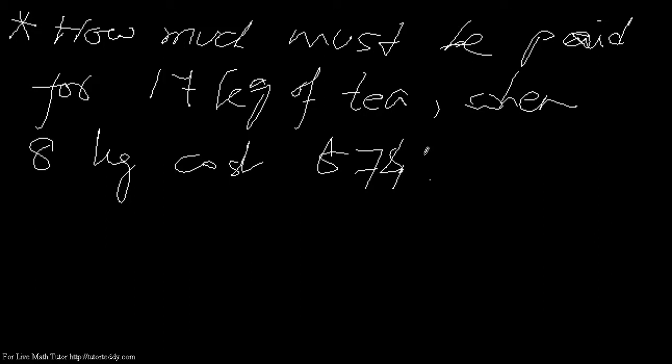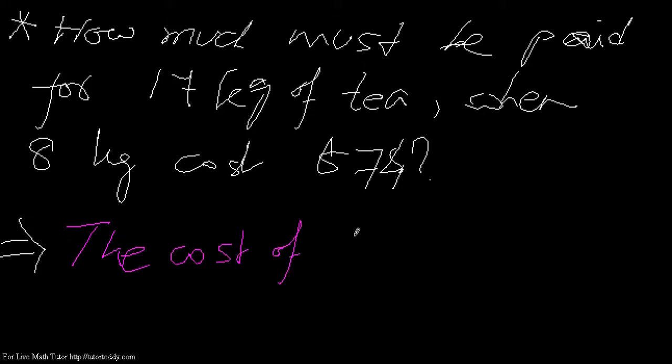Okay, so see, what I have to find out is how much must be paid. So I have to find the cost. So cost should be on the right hand side and this kg thing should be on the left hand side. The given information is 8 kg cost $74. So let me write that. I write the cost of 8 kg tea is equal to $74.